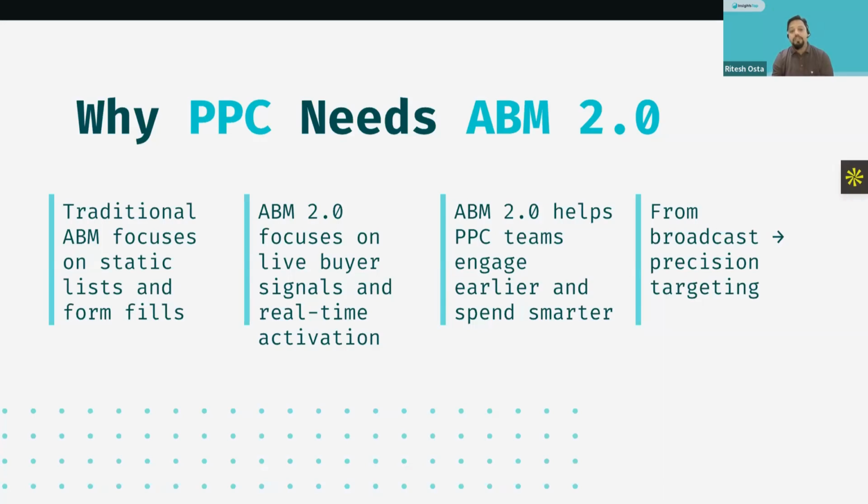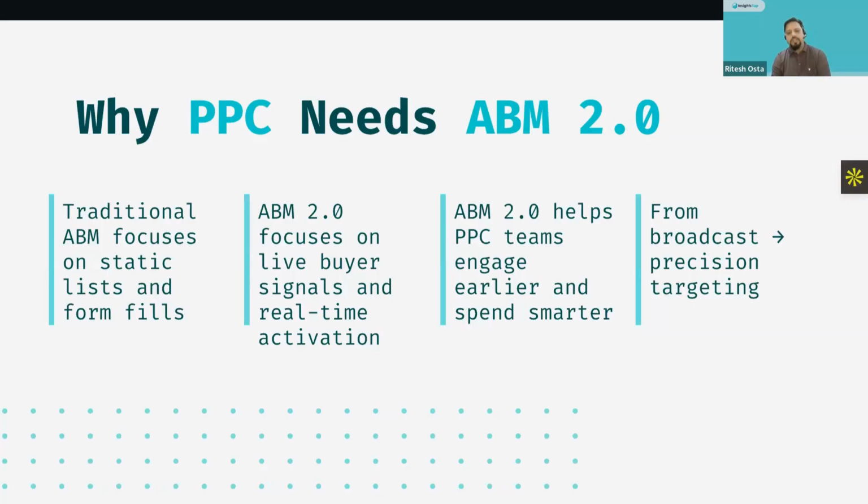ABM 2.0 focuses on live buyer signals and real-time activation. That means you're not just making a list and spraying and praying for some of them to convert. Instead, you're looking for live, real-time signals in the market. For example, if somebody is doing G2 or Software Suggest research on HR-based software, you get that signal. If somebody is posting something on LinkedIn around HR software, using tools like social listening, you get that signal. If somebody is posting a job for an HR manager, that's a signal, right? If somebody is buying Salesforce and you are providing Salesforce-enabled HR-based software, then that's also a signal. So signals are everywhere, right? It's up to you and your business to decide what signals matter to you the most, but signals are everywhere.